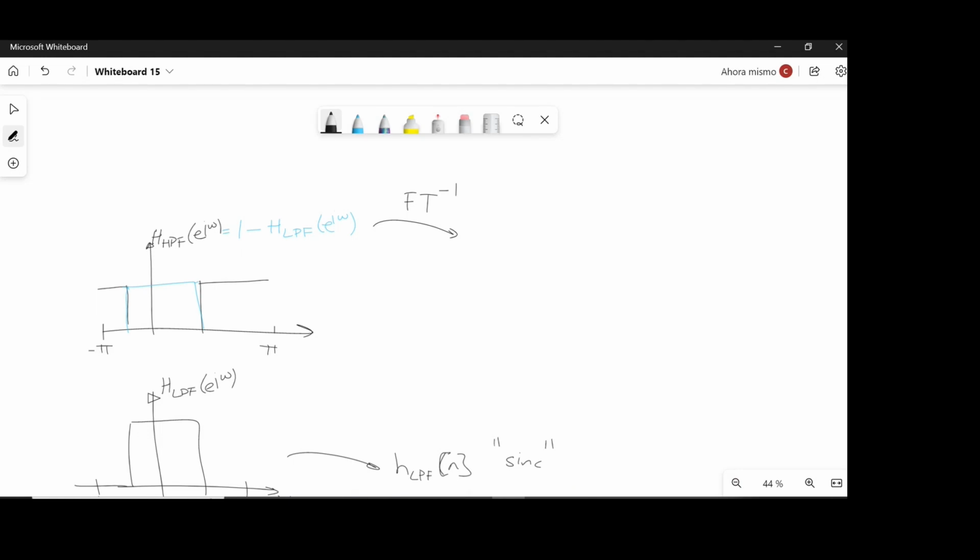But what is the inverse Fourier transform of 1? So the high-pass filter of n will be, what is the inverse Fourier transform of 1? Delta. So it will be delta minus the sinc.